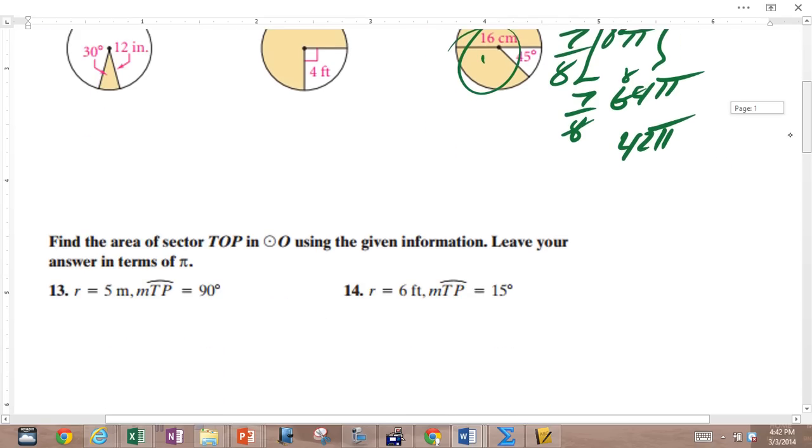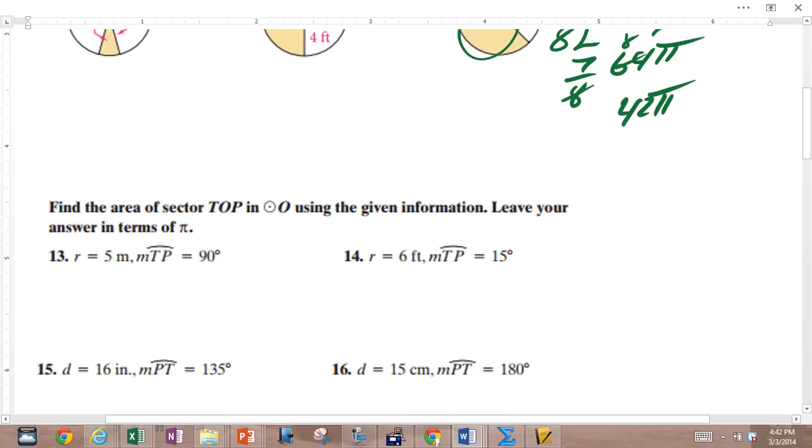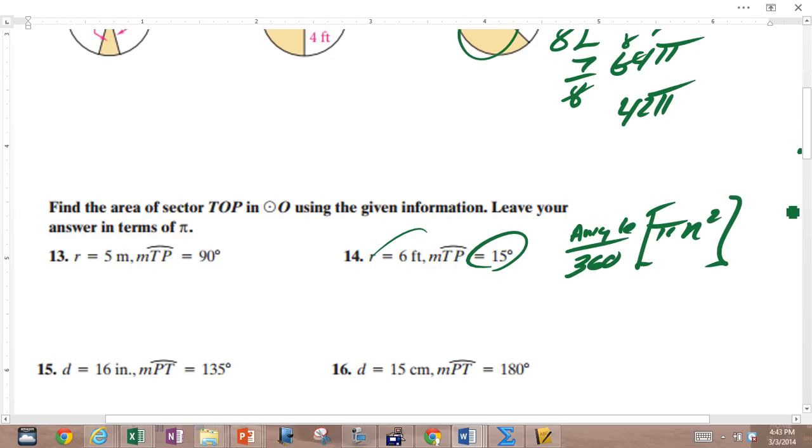Okay, so these are asking you to do more of the same. The only thing is you don't have the figure. You have the angle, you have the radius, you have what you need to find the area by the angle over 360 times pi r squared. So you have everything you need there, so it won't be a big problem. Okay.